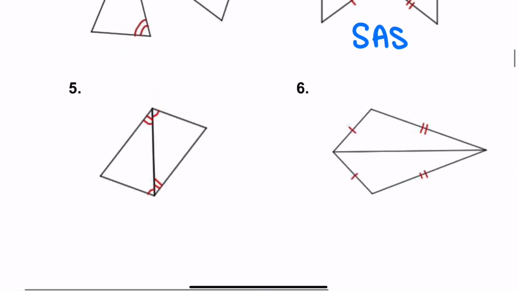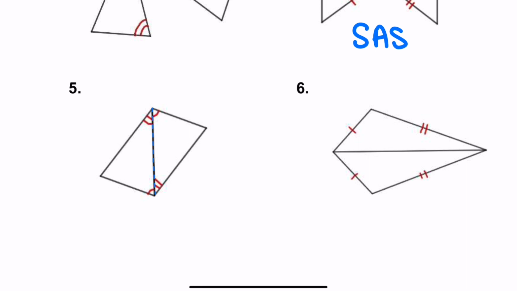Number 5, we have two angles, but we need three things to show two triangles are congruent. I am noticing there is a line right in between. This right here is a reflexive line. It's kind of like a mirror image. Reflexive reminds me of reflection, and they share this line, so it's kind of like a mirror image, even though it's twisted a little bit. So this is the reflexive line.